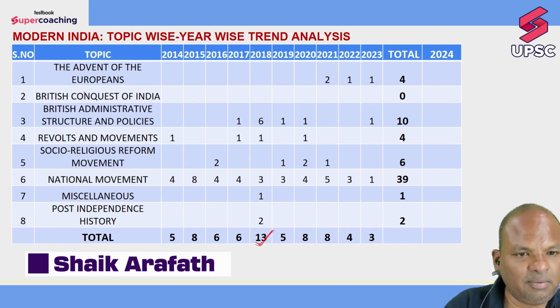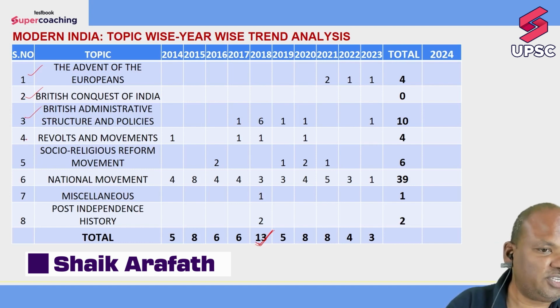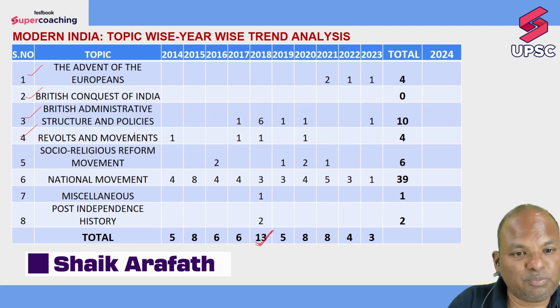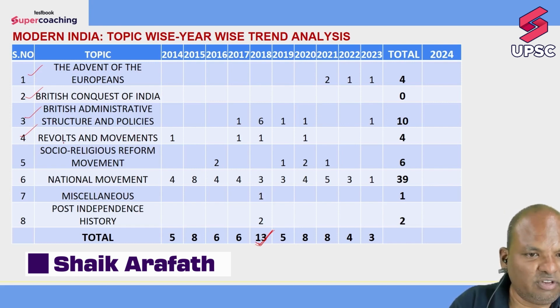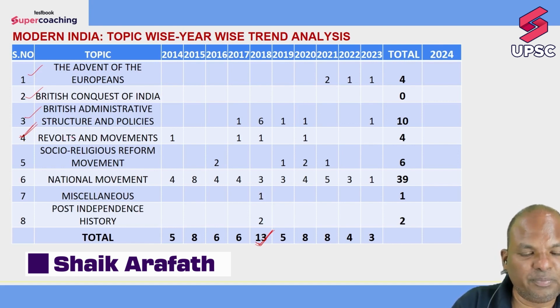So we discuss the modern Indian history in about 8 chapters. One is the first chapter, Advent of Europeans. The second is the British conquest of India. Third, the British administrative structure and policies. Fourth is the revolts and movements, the various revolts that broke out in India in response to the British policies will be discussed in this particular chapter. That is, we see the 1857 revolt. In this particular chapter, we also discuss the peasant movements, we also discuss tribal movements, etc., in this particular topic.